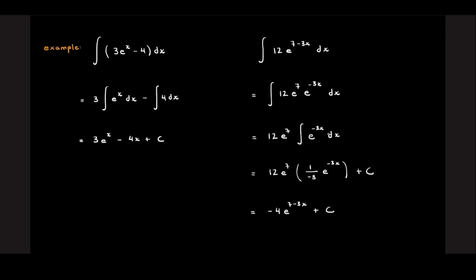Now we can go ahead and apply that rule that we discussed. The antiderivative is just going to be e to the minus 3x divided by that k, so times 1 over minus 3. Now we can clean this up because 12 divided by minus 3 is minus 4. And then you can take these exponentials and make it into one big exponential by adding their exponents. And you will get back to minus 4 e to the 7 minus 3x plus the constant of integration.